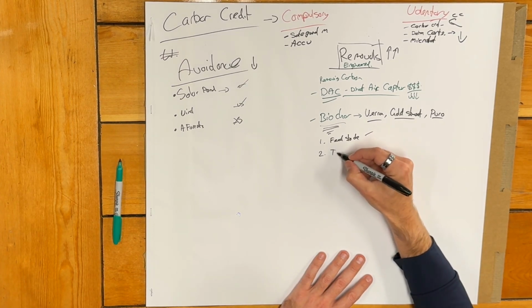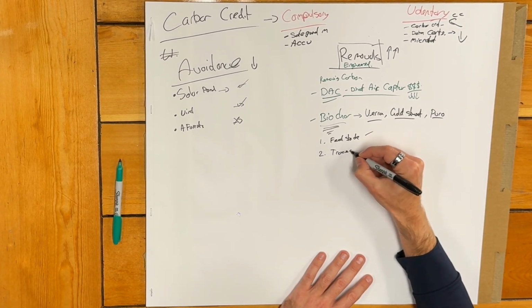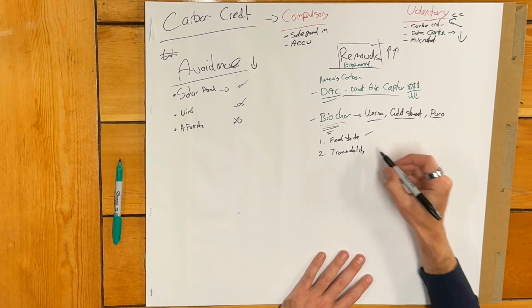The other aspect is traceability. Once that biochar is made, we need to ensure very highly that it's traced and is being used for the correct purpose, which is putting the biochar back in the ground to sequester the carbon. And this is mainly under agricultural, agro usage. Mainly agricultural usage.